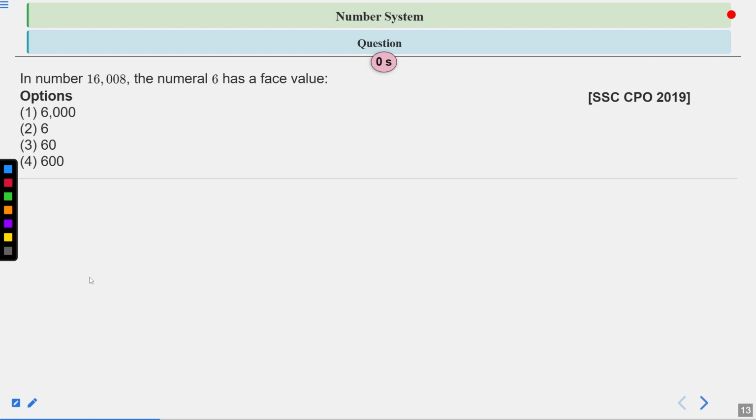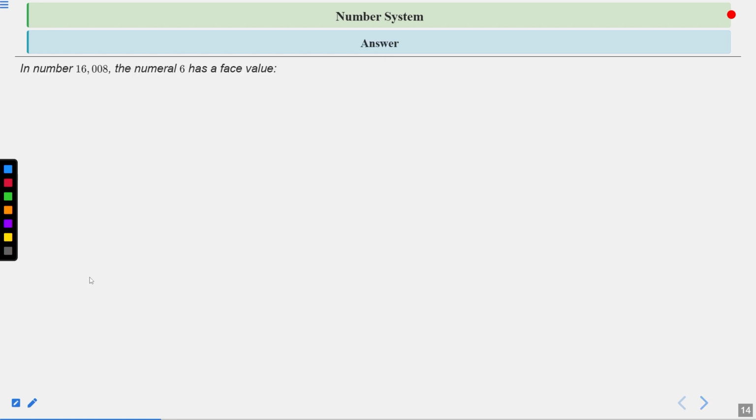Now time's up. Let's see the solution of this question. In this number, we need to calculate the face value of 6. We know that every digit in a number has two values, face value and place value. Face value is the digit itself and place value is the position of the digit. So the correct answer of this question is second, which is 6. Face value of this number is 6 because the digit is written 6.